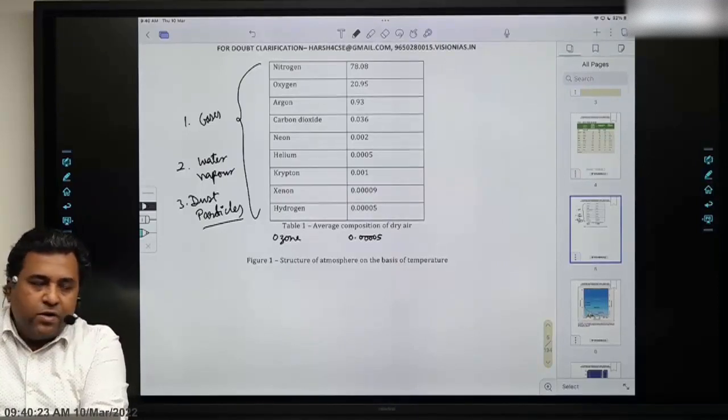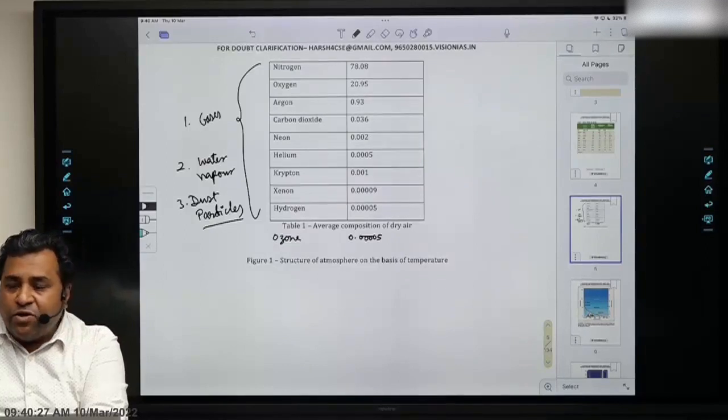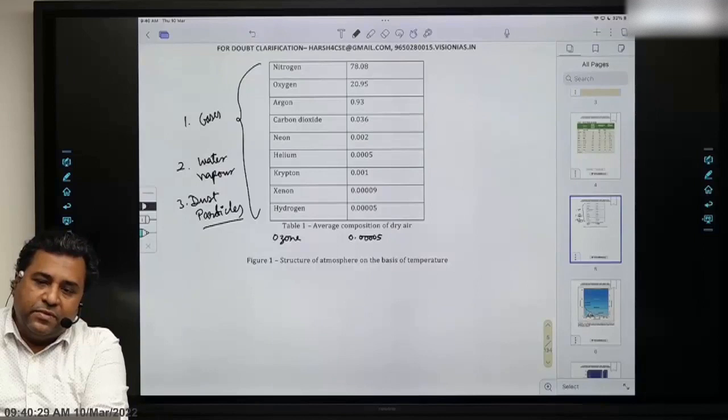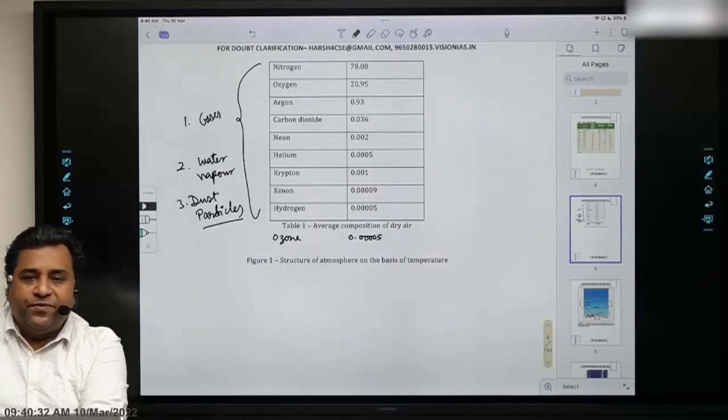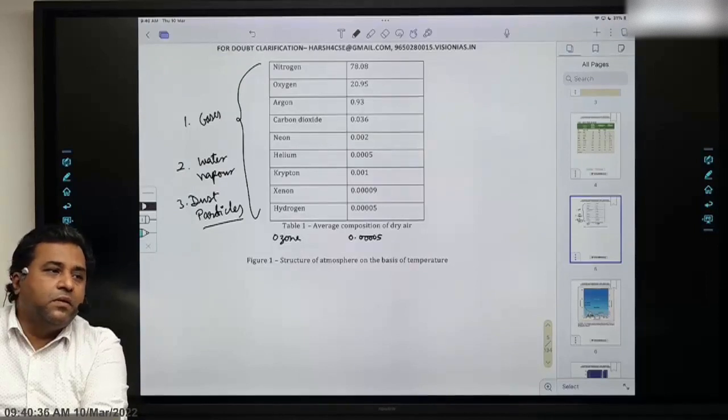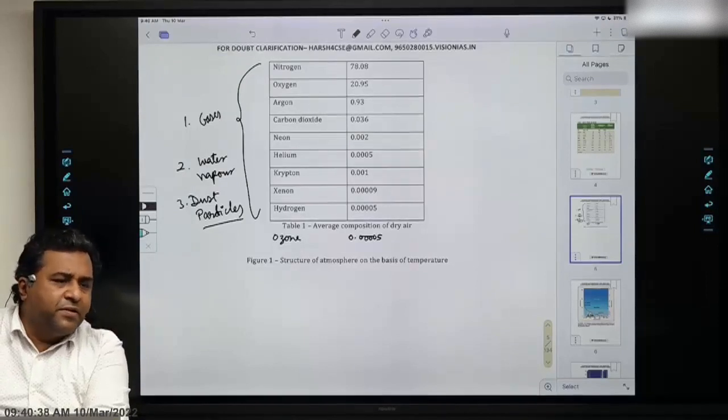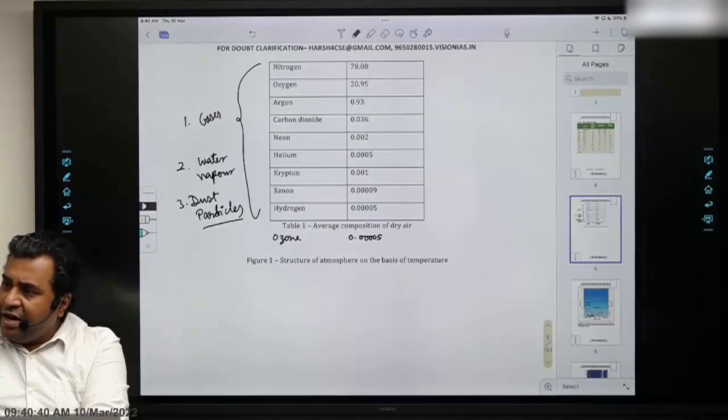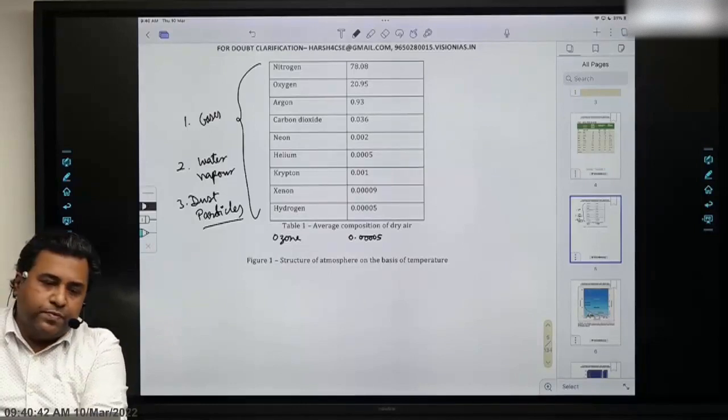Second, they play a role in scattering of light. Third, they play a role in atmospheric visibility. If there are more dust particles in the atmosphere, visibility will be less. Simple logic. Okay. So they play a role in atmospheric visibility also.